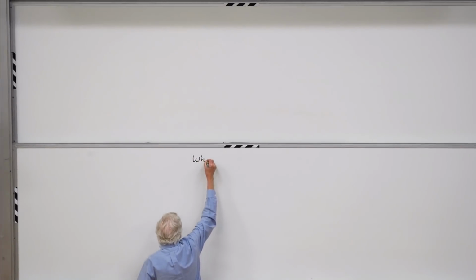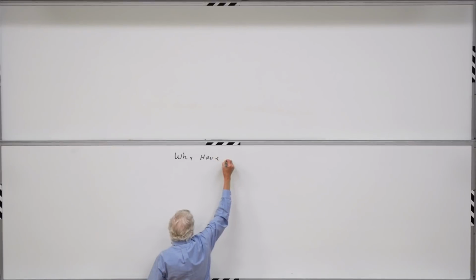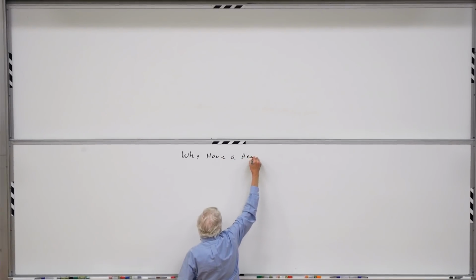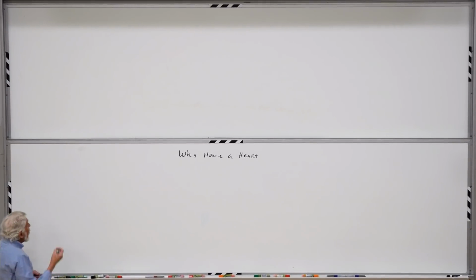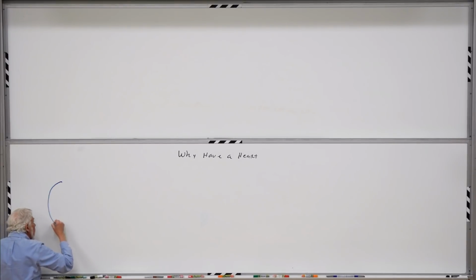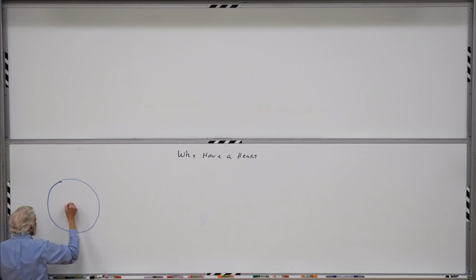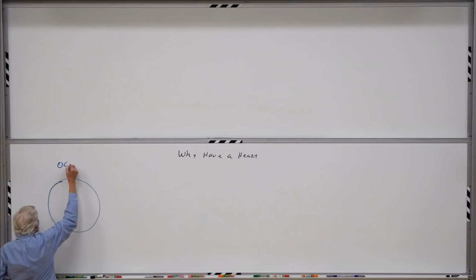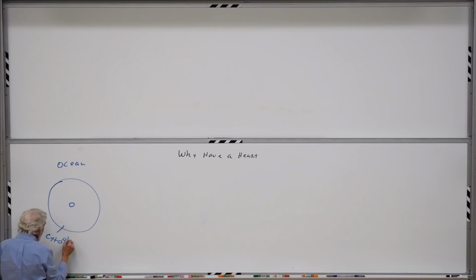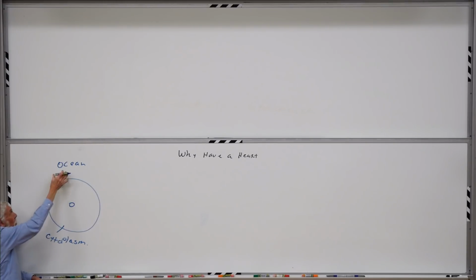So let's begin here with a simple idea of why have a heart. And it has nothing to do with the Tin Man. There was a time when we were single-celled organisms. And under those circumstances, this was basically the ocean. And this was cytoplasm. And as we have seen, the only barrier between the ocean outside and the cytoplasm was the plasma membrane.